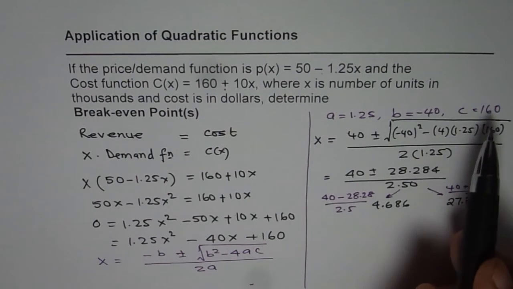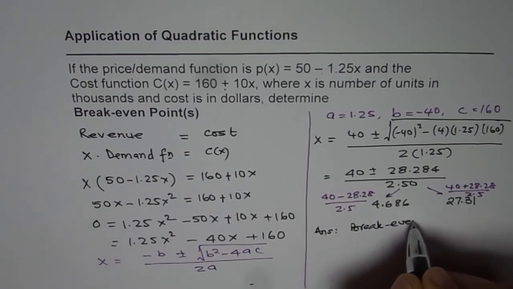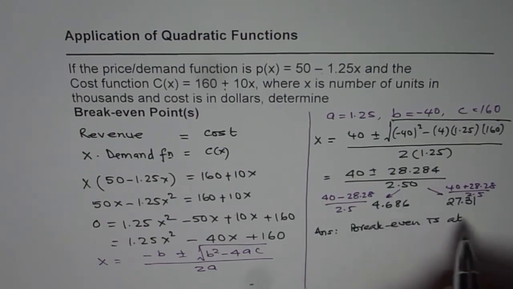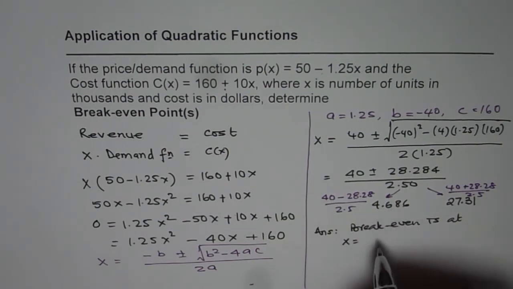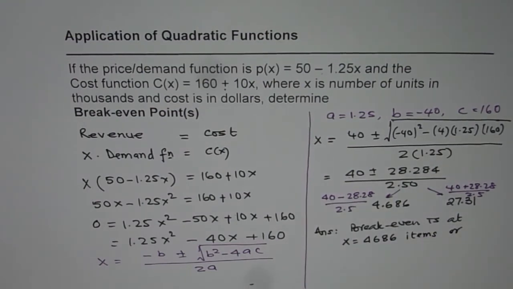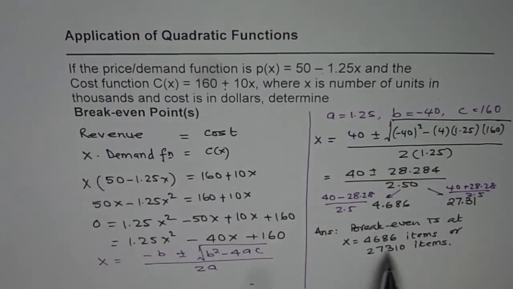Since the units are in thousands, we can write the answer as: break-even is at approximately x = 4.686, and it is that many thousands, so it is 4,686 items, or 27,310 items. Because it is so many thousands; X is the number of units in thousands. So that is the break-even point. That is how you need to do this part.